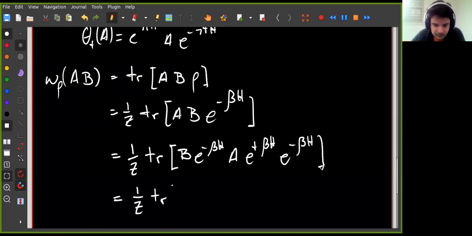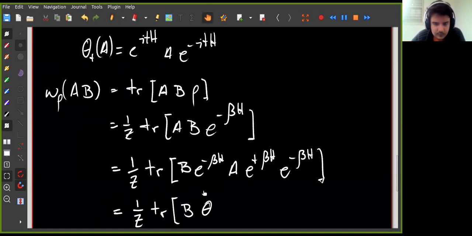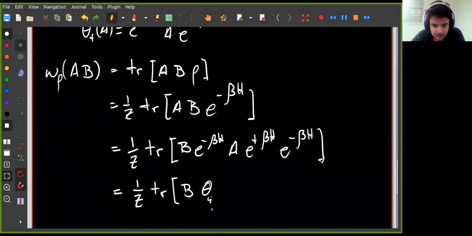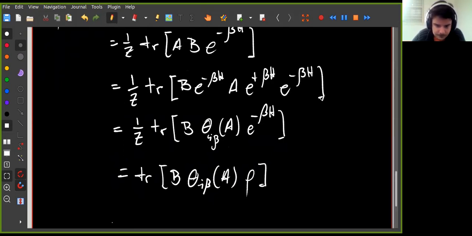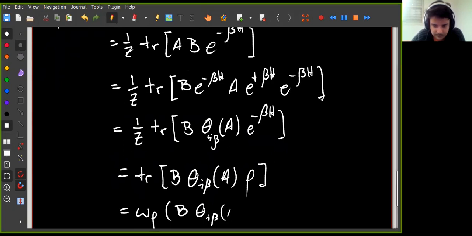This equals then trace of B theta i beta of A e to the minus beta H, which therefore equals trace of B theta i beta of A rho, which is thus omega rho B theta i beta of A. Okay, does this calculation make sense?